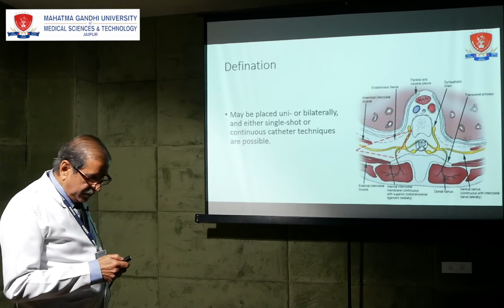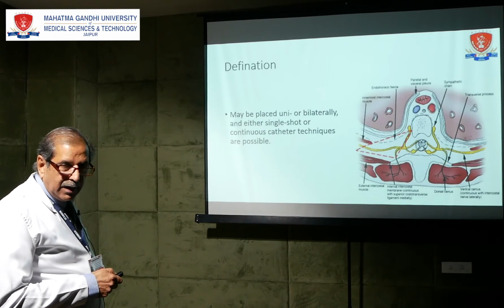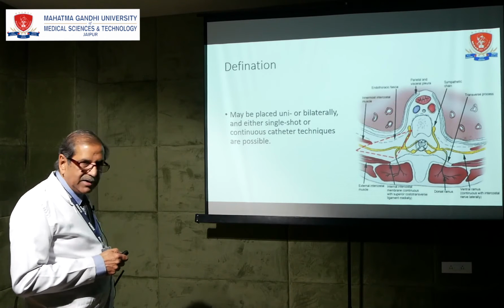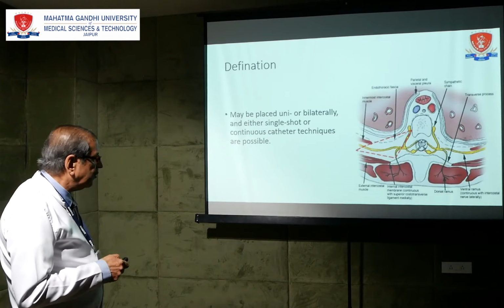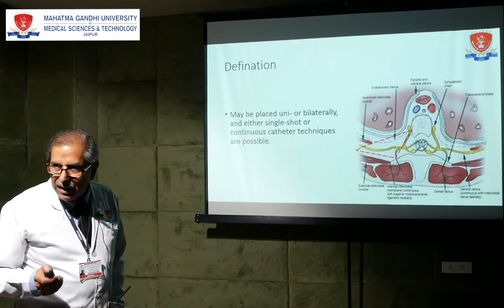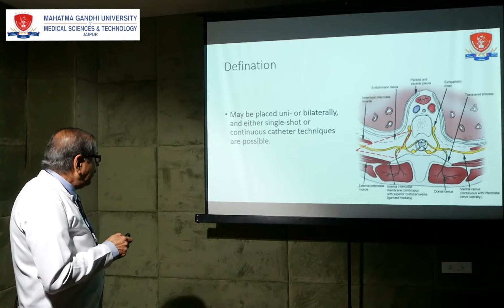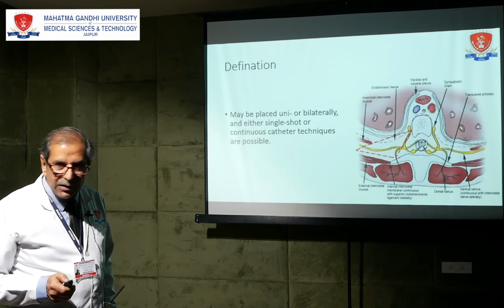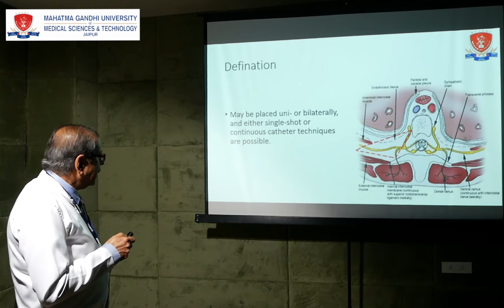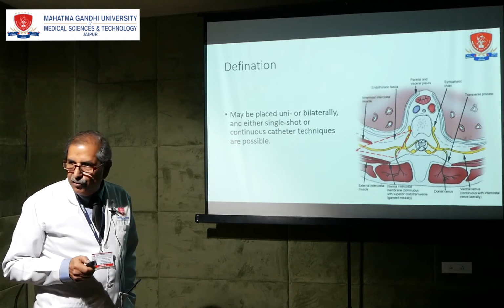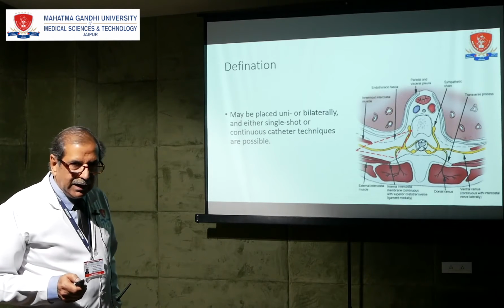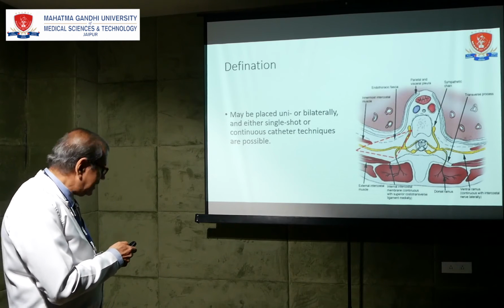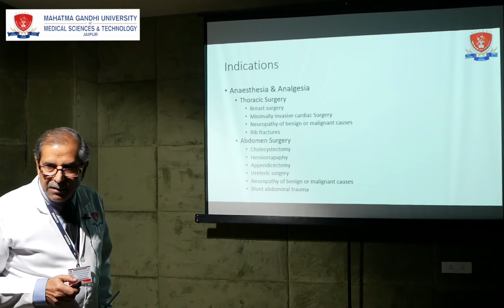You can give it on one side if the requirement is for one side. For example, you have done a cholecystectomy which is on the right side, so you would require only the right sided paravertebral block. However, when the surgery or the problem or the pain is on both sides, you need to give paravertebral block on both sides if you prefer to use this as the technique and the modality for anesthesia or analgesia.